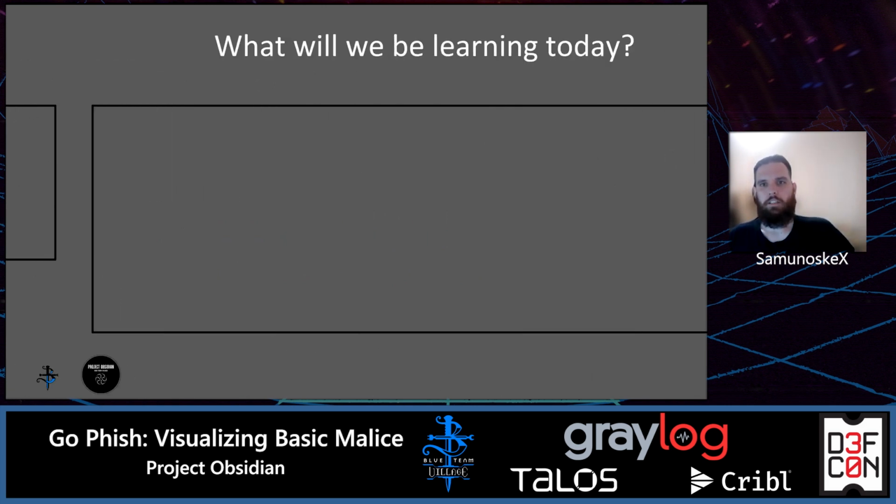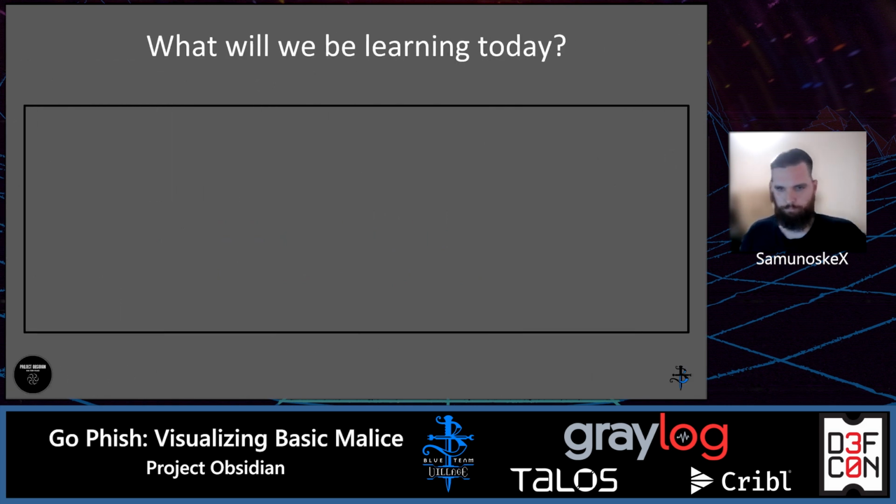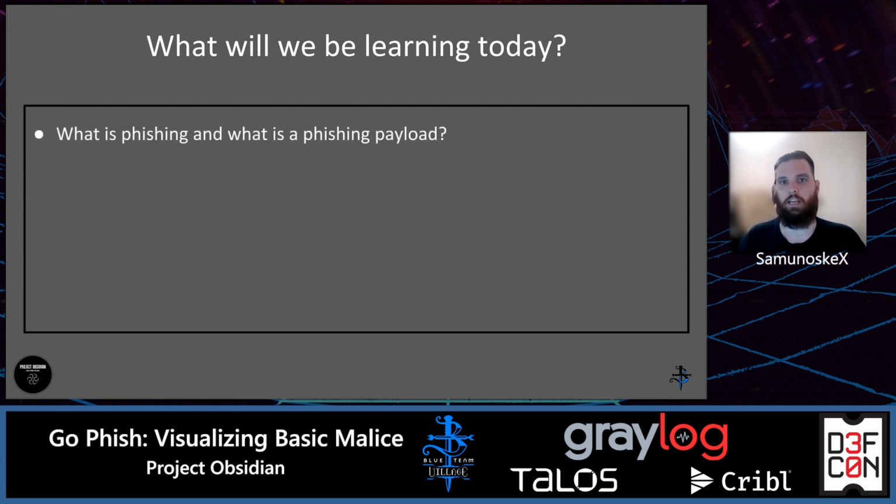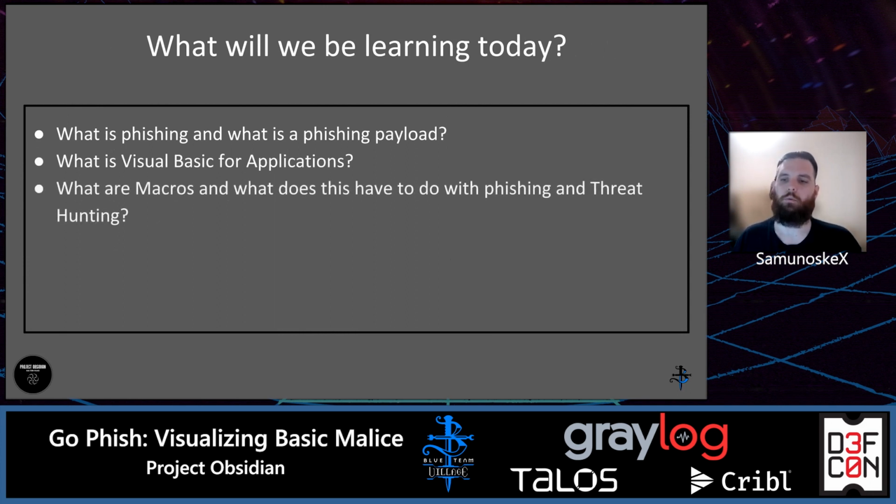So let's take a look at what we're going to be learning today. First of all, we're going to learn what phishing is and what is a phishing payload in context of phishing. We're going to be learning what Visual Basic for Applications is. We're also going to learn what macros are and what does this have to do with phishing and threat hunting.